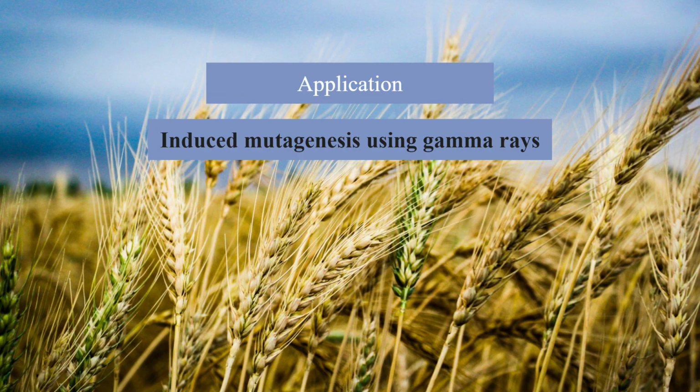Now that we know the basics of nuclear chemistry, let's discuss a real-world application of nuclear chemistry. In this case, I will be discussing induced mutagenesis using gamma rays. Induced mutagenesis is a technique in which plants are exposed to gamma radiation in order to create genetic mutations in their DNA. This is done with the purpose of leading to the development of new traits to enhance crops, make them disease resistant, and create genetic diversity for breeding purposes.